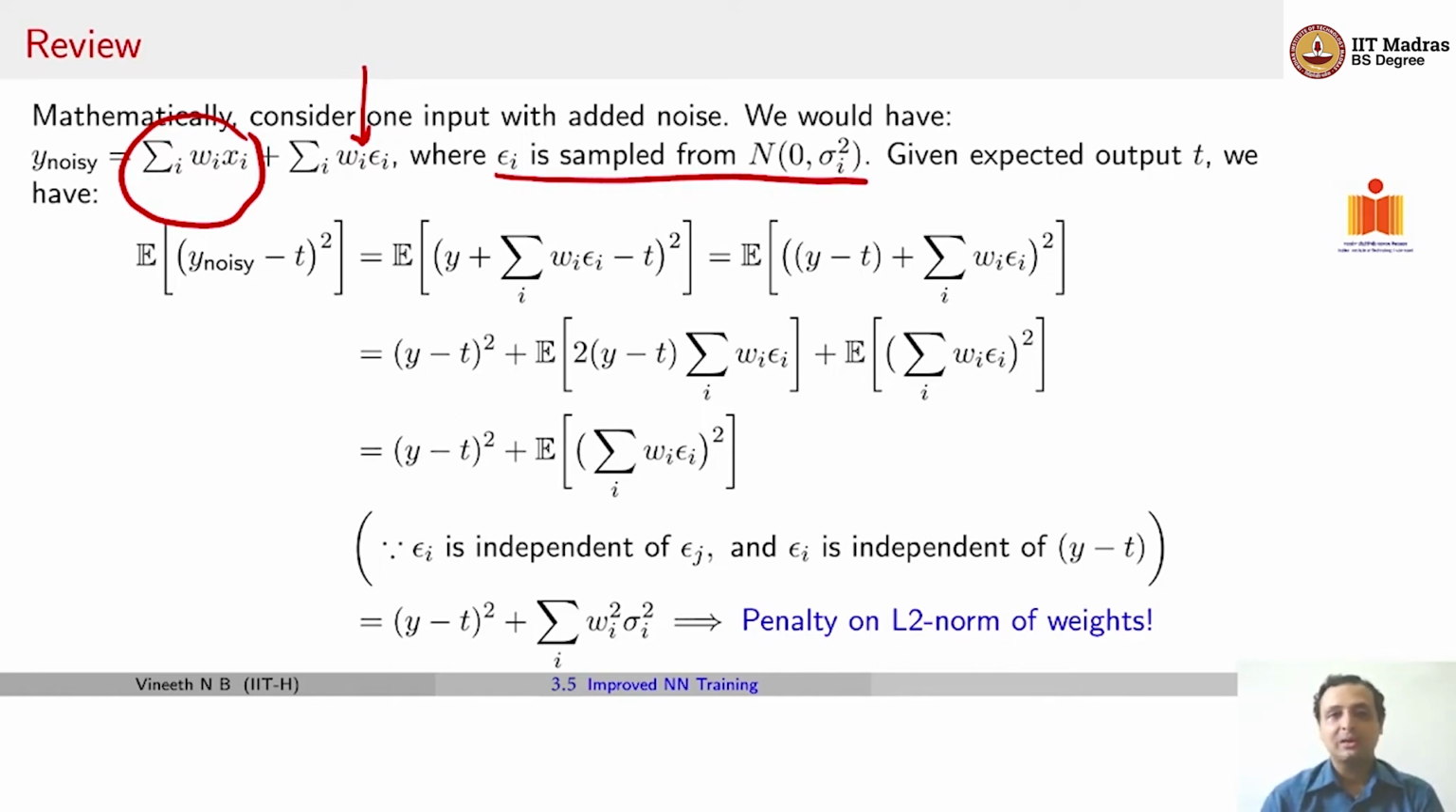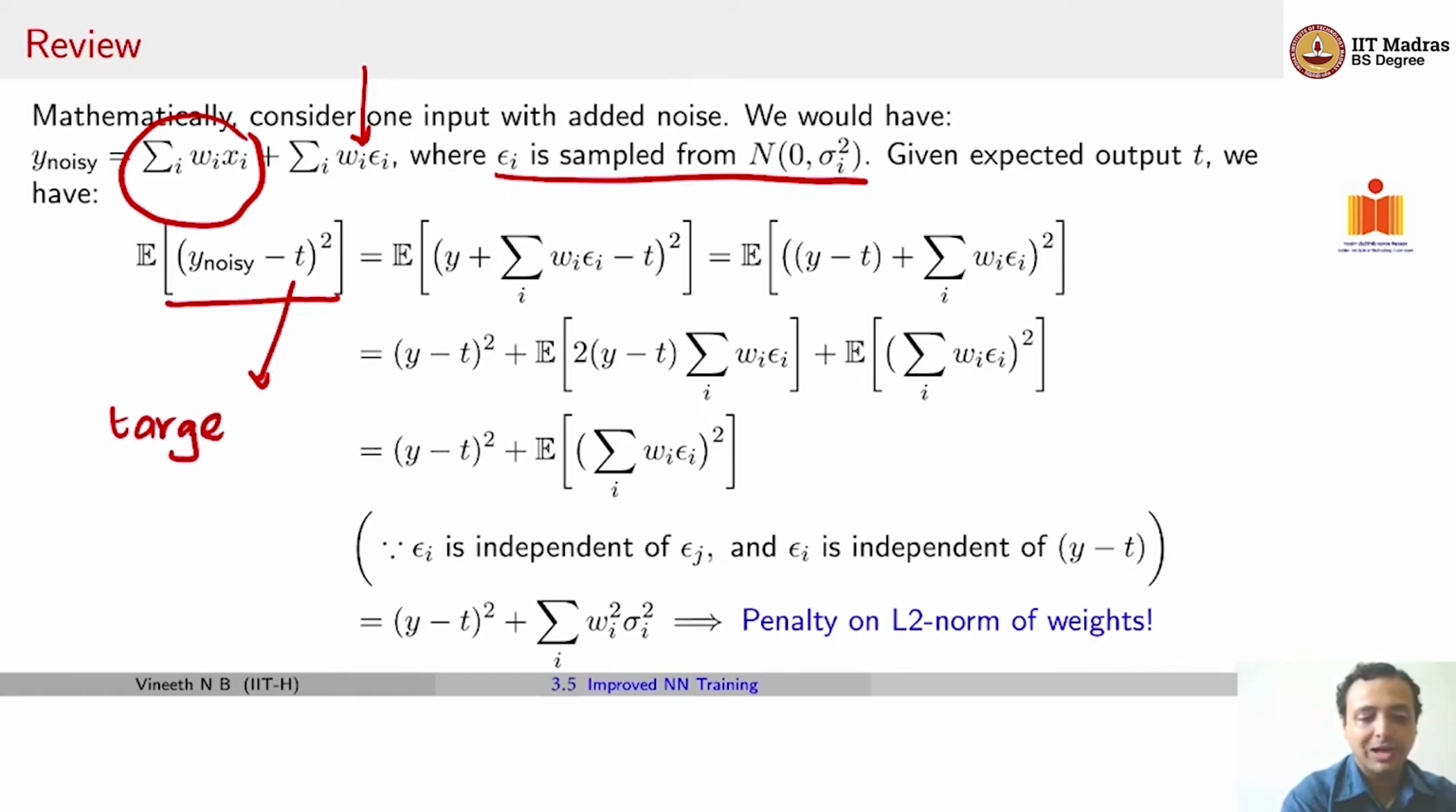Now let's look at what happens to the mean squared error. Your new expected mean square error is going to be the expectation of (Y noisy minus T) whole squared, where T is your ground truth or target. So that's the correct value. So your expected mean square error will be given this way.